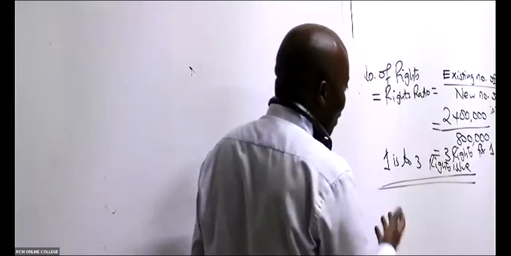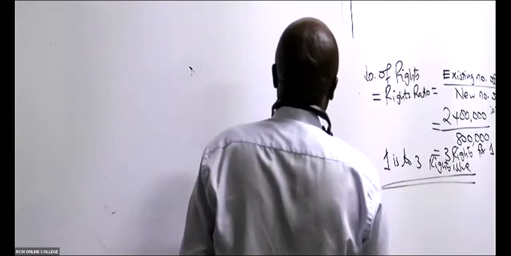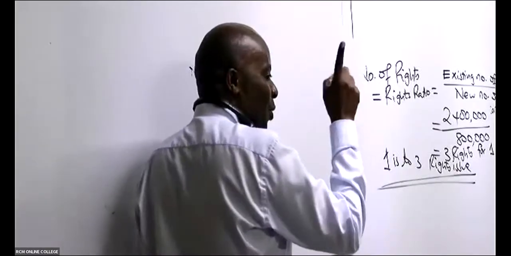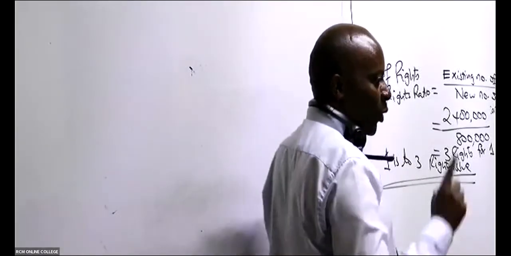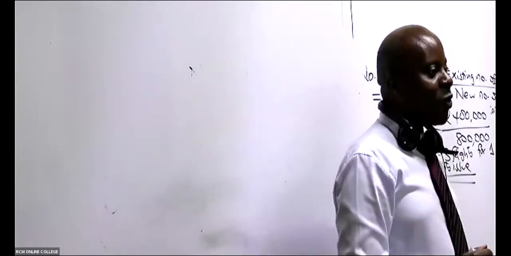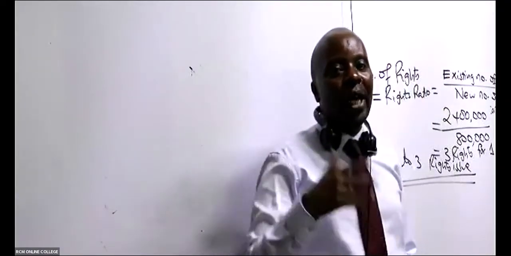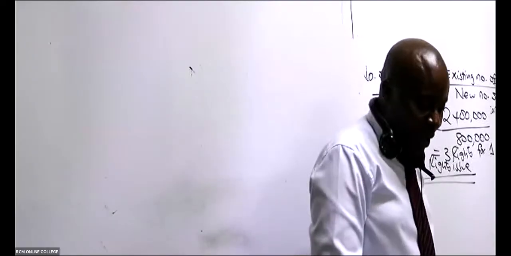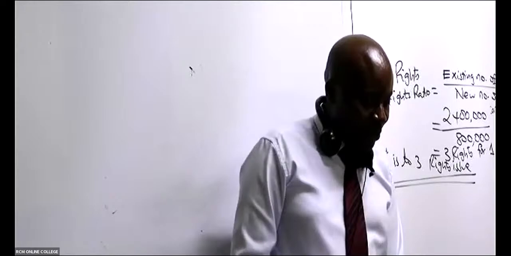So whenever you see this 1 to 3, it means that for every 3 old shares you have, you get 1 new share. If you have so many new, it will lead to what we call diluted ownership. And nobody would want that.